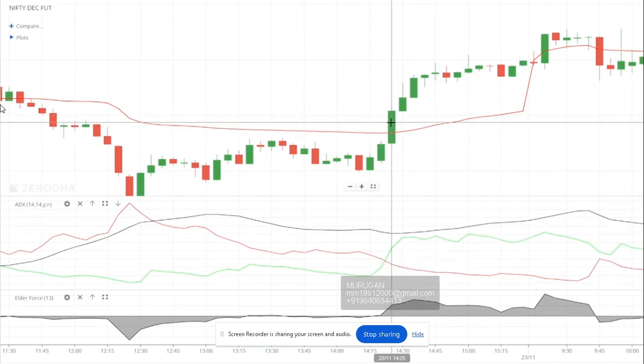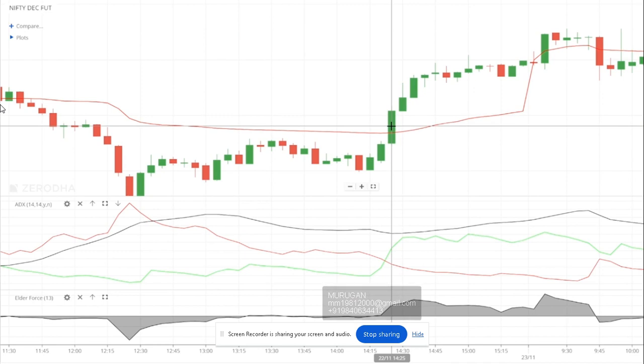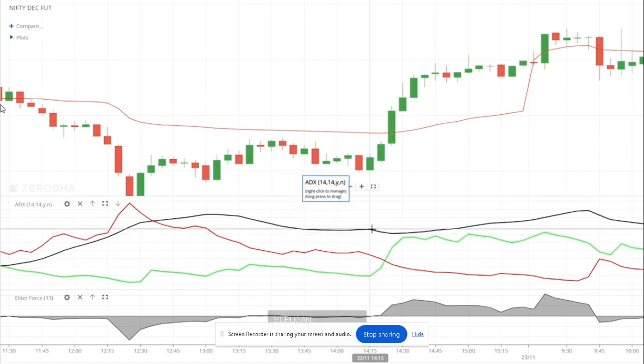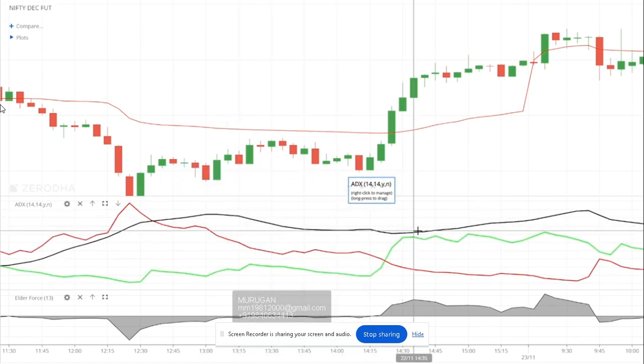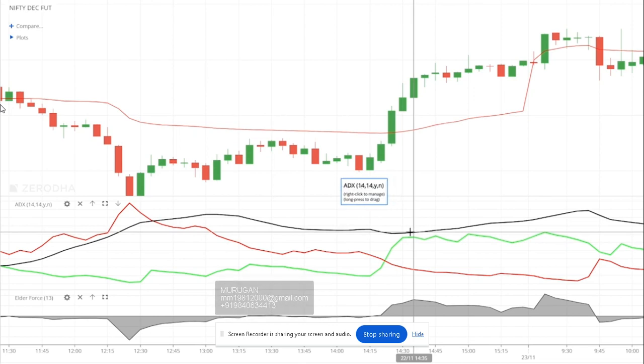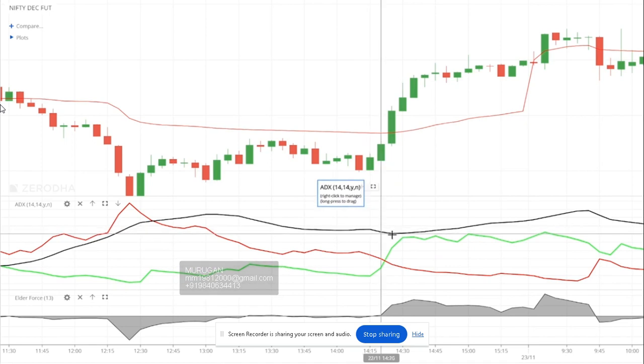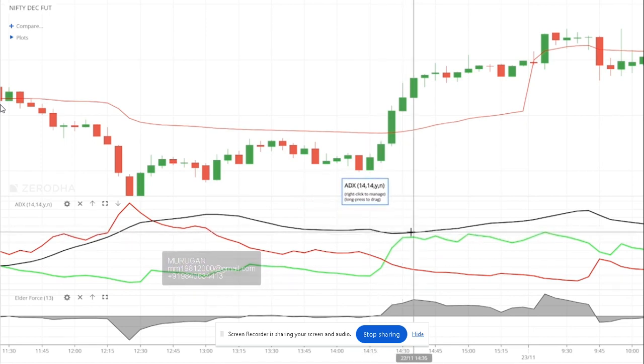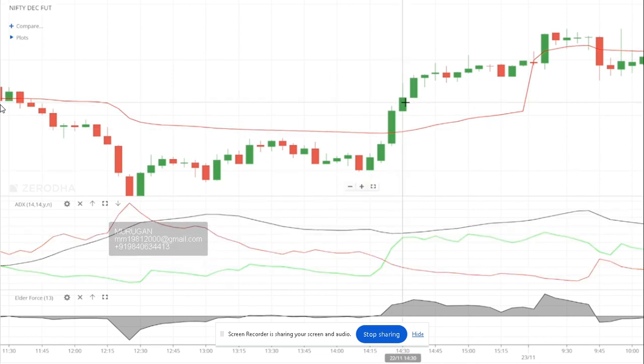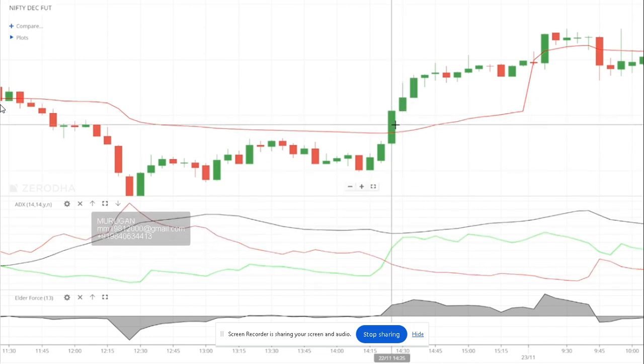Okay, look at this candle. This candle is very, very clear. Green line is above the red line. And this one is actually slightly coming down and slightly trying to turn around. So Elder Force Index is clear. ADX is not very, very clear, but you are sure that it's not coming down. It's on the upward trajectory. Line is above VWAP. So you should have bought some call option.